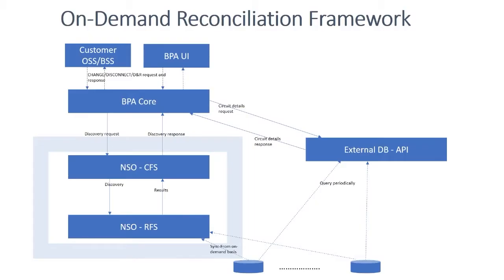This is where the on-demand reconciliation framework comes in. We have an LSA architecture, with the NSO CFS and RFS layers. It has different RFS layers, and I am illustrating just one RFS layer here. We have 5 RFS layers, in fact. We have BPA running on top of it, and we have the customer OSS/BSS system, and BPA has its own UI for change management.